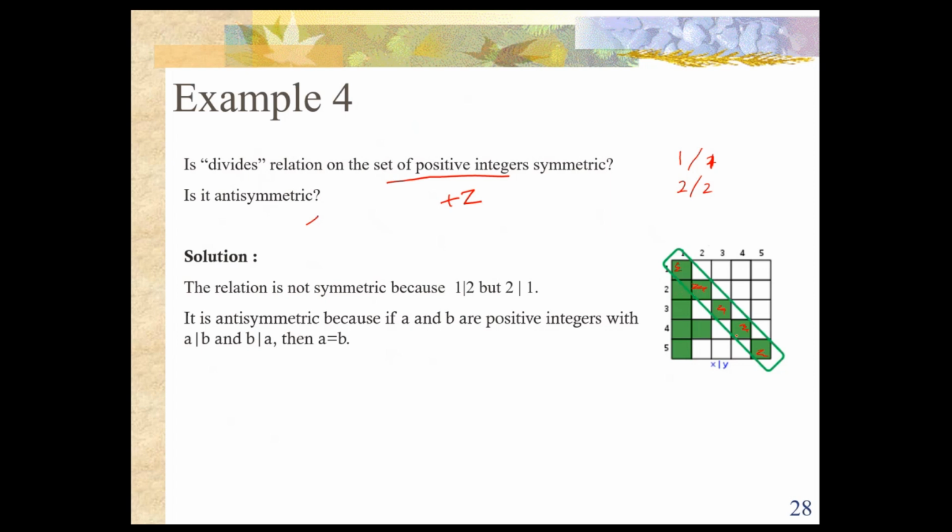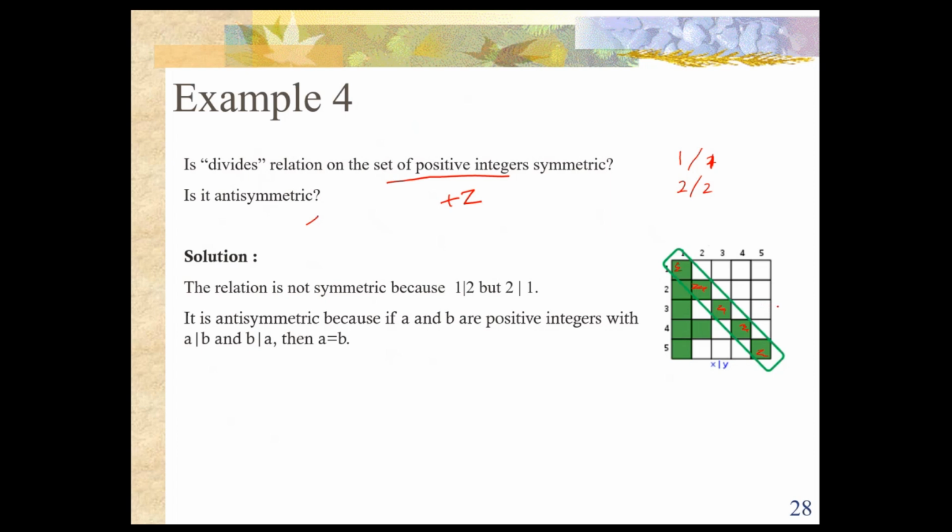Okay, we have all or some in the diagonal line. If we don't have, it's also fine. And then the most important part is to check the counterpart. Yeah. 2, 1, no counterpart. 3, 1, no counterpart. 4, 1, no counterpart. 4, 2, no counterpart. 5, 1, no counterpart.